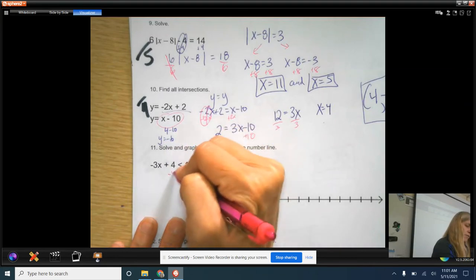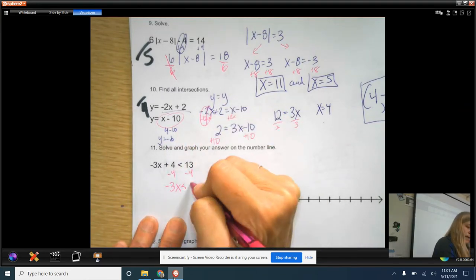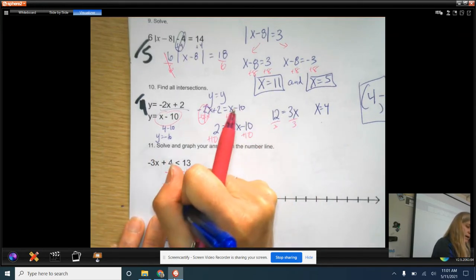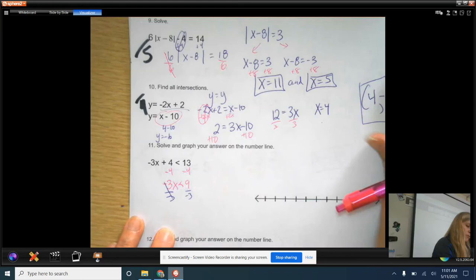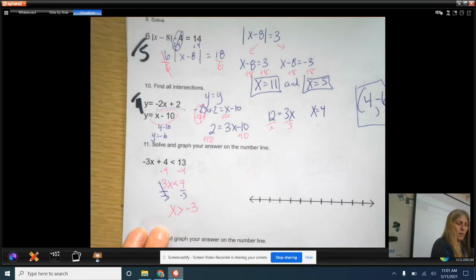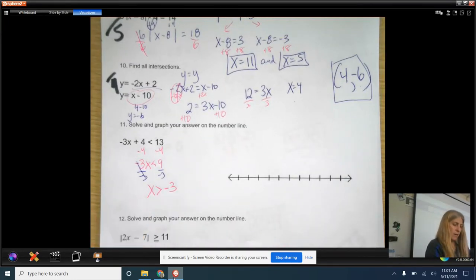So we're going to subtract 4 from both sides, and we get negative 3x is less than 9. We're going to divide both sides by negative 3. And when we divide by a negative, we flip our sign. So x is greater than negative 3. So 1 point for your work, 1 point for flipping the sign, and 1 for getting that negative 3.